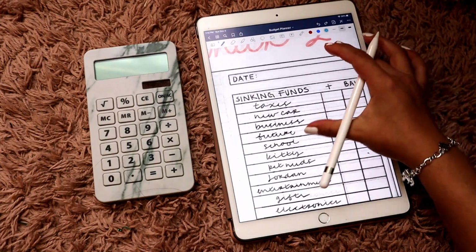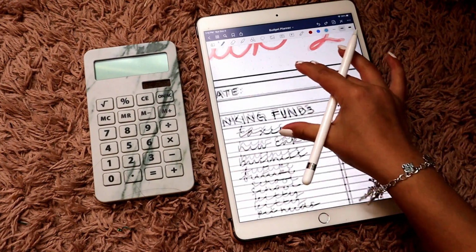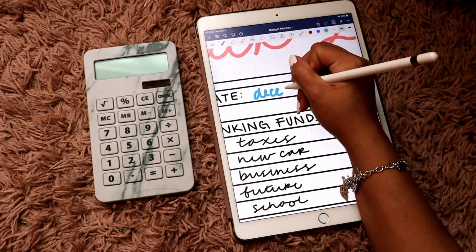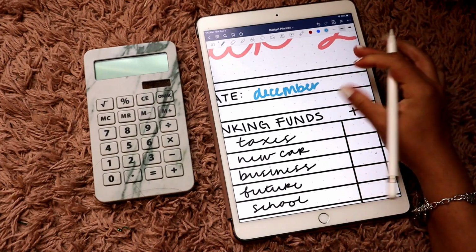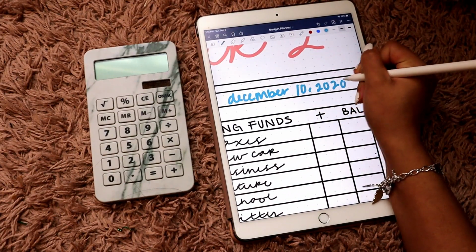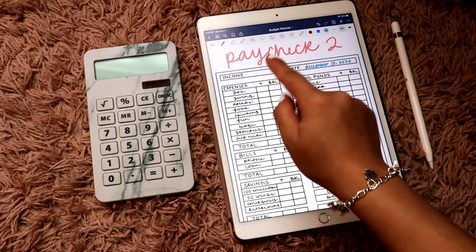To begin, we're just going to fill in the date. When I go to my calendar on my phone, this Thursday is going to be the 10th. So I'm just going to go ahead and write December 10th here. December 10th, 2020. I don't really care about how good this part looks because it's just the date. The next part we have to fill in is our income.